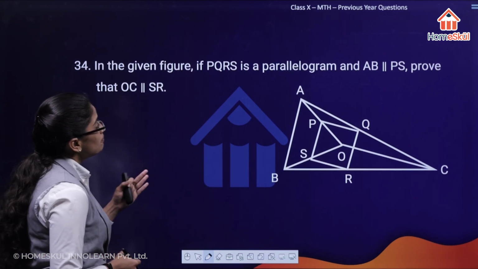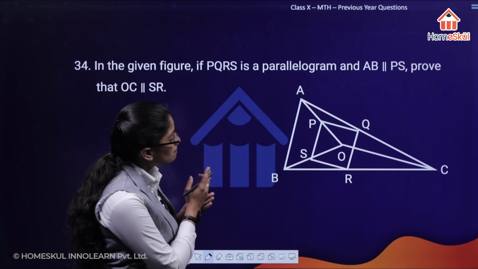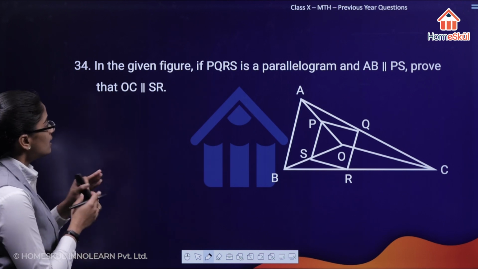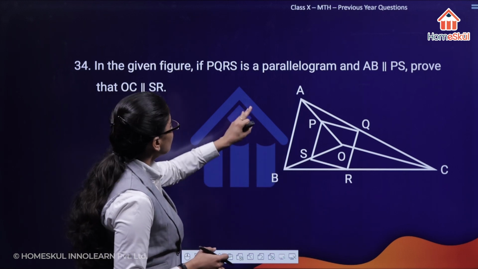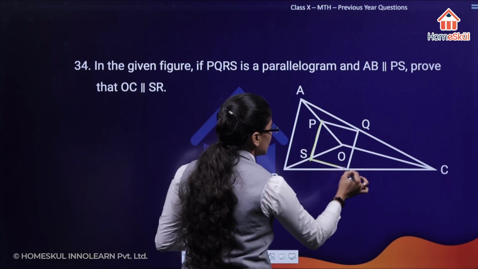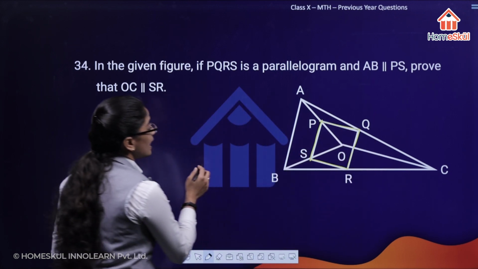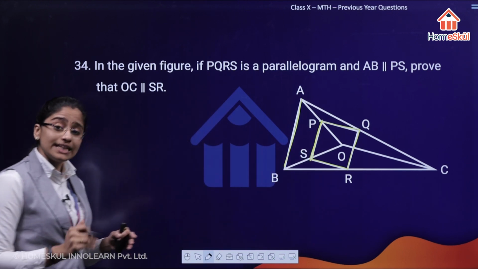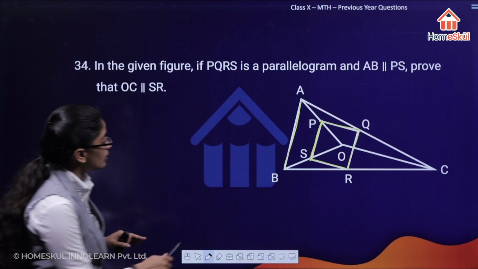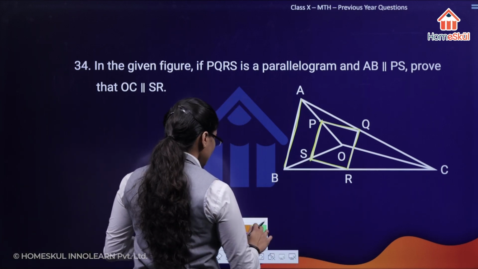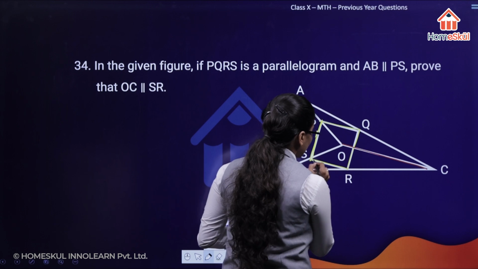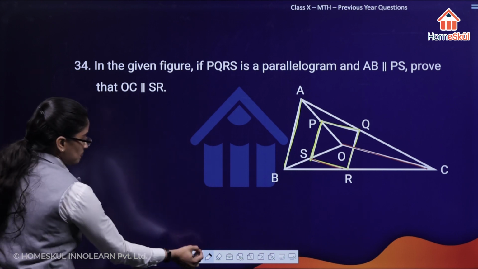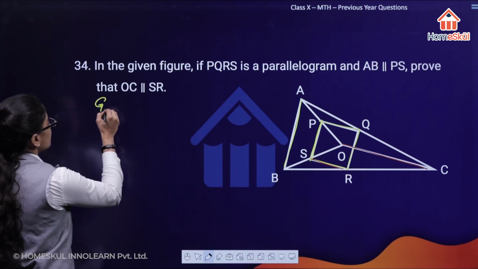In the given figure, if PQRS is a parallelogram and AB parallel to PS, prove that OC is parallel to SR. Here we are having a question. We need to analyze this figure over here. PQRS is a parallelogram, okay? It is given that AB is parallel to PS. We need to prove that OC is parallel to SR. This is what we need to prove, okay? For that, let's start, okay? Here, what all things are given?